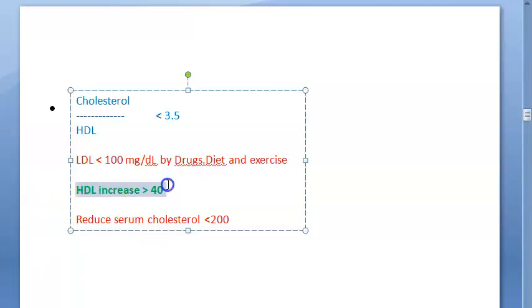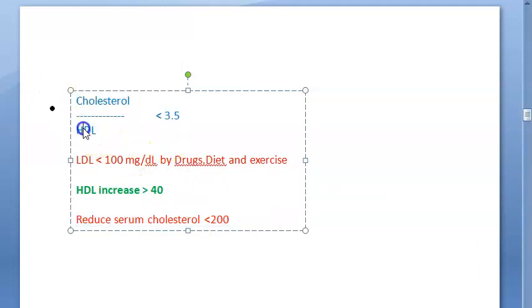Just remember, people, HDL, that is high density lipoprotein, should be more. It should become more than 40. Low density lipoproteins should be less. You should bring down your LDL. You should increase your HDL. And your cholesterol also you should bring down. Serum cholesterol you should bring down.